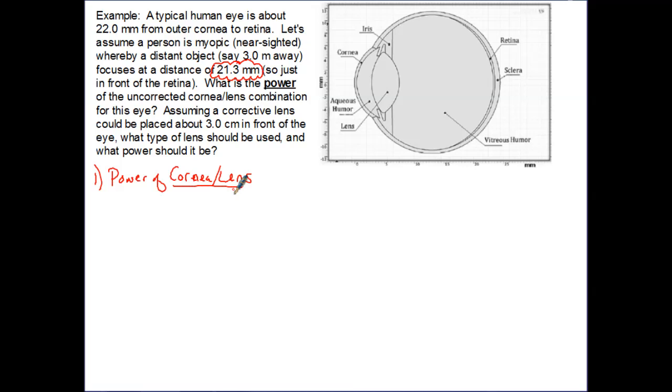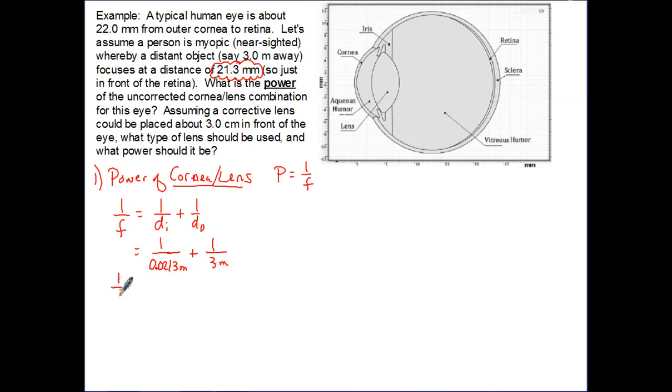So to do that, I'm just going to recognize that the power is equal to the reciprocal of the focal length measured in meters there. And since we're given the distance of the image and the distance of the object, this is a relatively straightforward calculation. And so I just can plug in these numbers here. The image distance is 21.3 millimeters away. I'm going to go ahead and put that in meters to keep everything consistent units here. So 0.0213 meters plus the object distance is a 3 meter distance there.